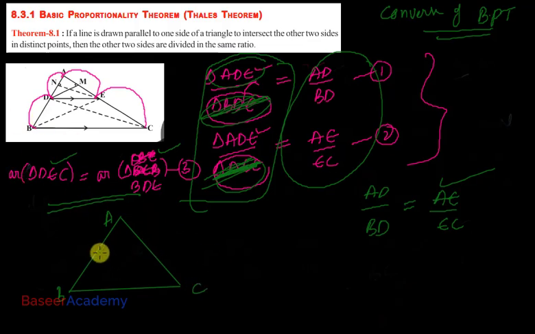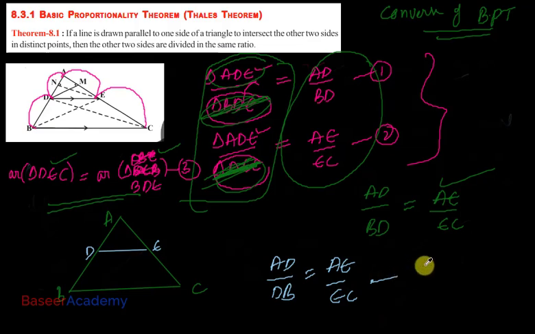I have a line DE, and this line is cutting the two sides AB and AC in the same ratio. It is cutting AB and AC in the same ratio. When it is cutting AB and AC in the same ratio, it means that AD by DB is equal to AE by EC, right? AD by DB is equal to AE by EC. So this is given.